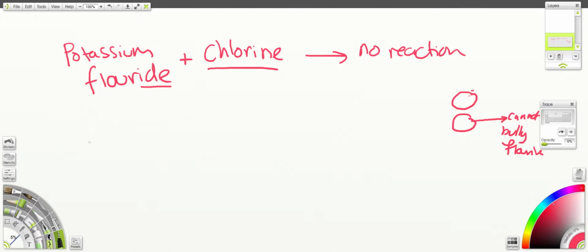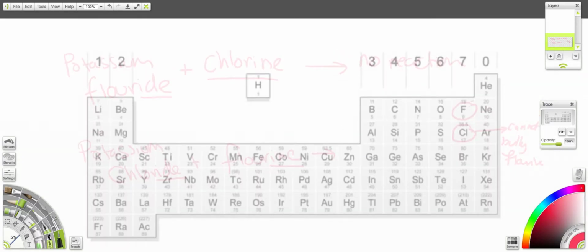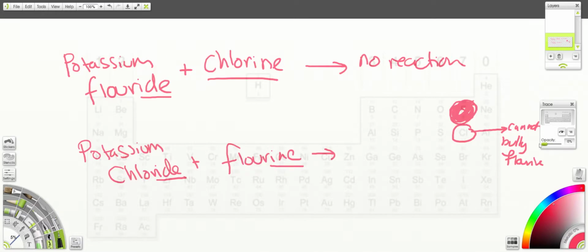So let's look at another one. So let's go for potassium chloride plus fluorine. Now again, notice the -ide because it's with potassium. Notice the -ine because it's on its own. So can fluorine bully chloride? And the answer is yes, because the fluorine is higher up. It's a bigger bully, it's more reactive. So are we going to see a reaction? Yes, indeed we are. And so the reaction is going to be here.